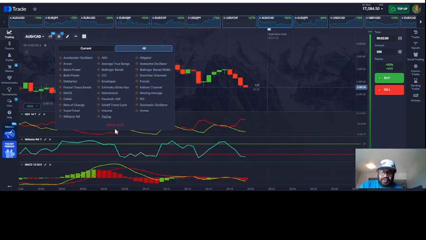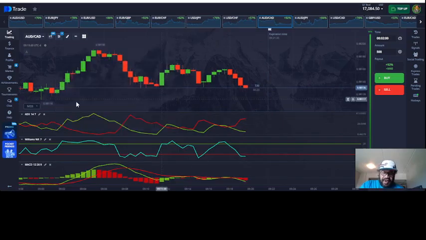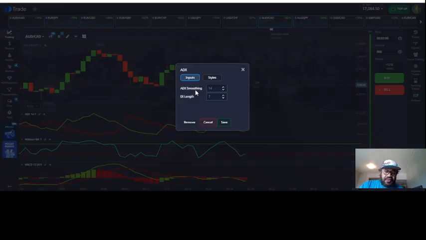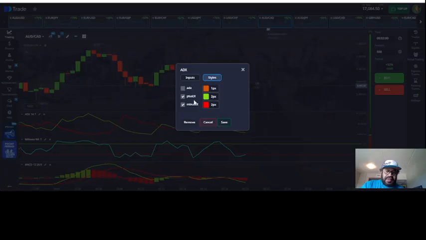So if we click on all three of these indicators, the indicators show up at the bottom of the chart here. For the ADX indicator, if I click on the pencil icon here, I have my ADX smoothing set to 14, DI length set to 7, and in the style settings, I've disabled the ADX line here. It's enabled in the default settings. For the plus DI line, I've changed the color to green, 2 pixels, and for the minus DI line, I've changed the color to red, 2 pixels line width, so we can go ahead and save that.